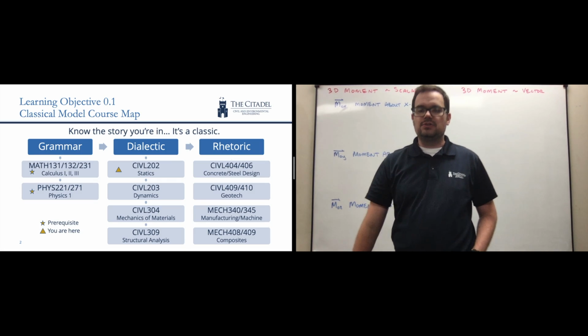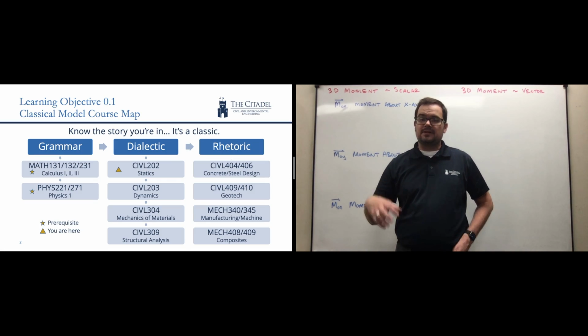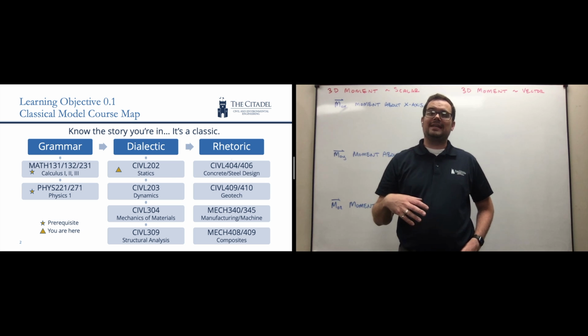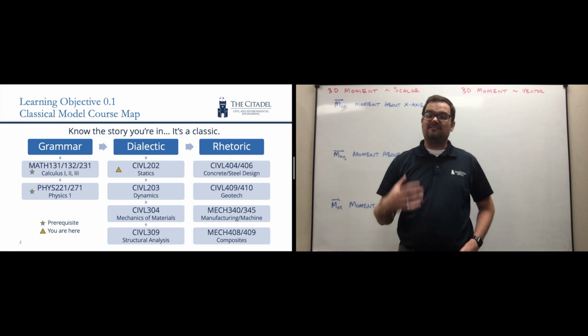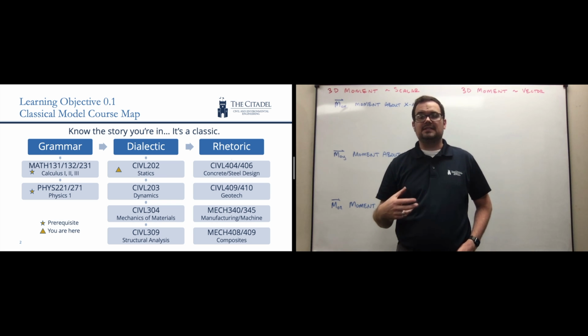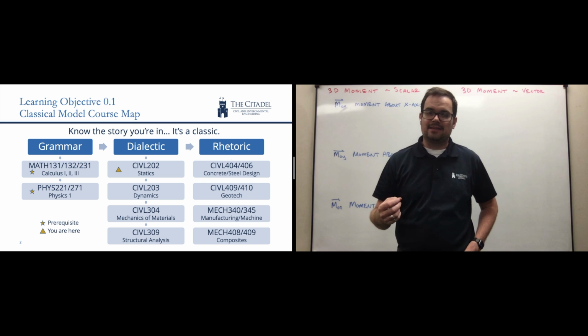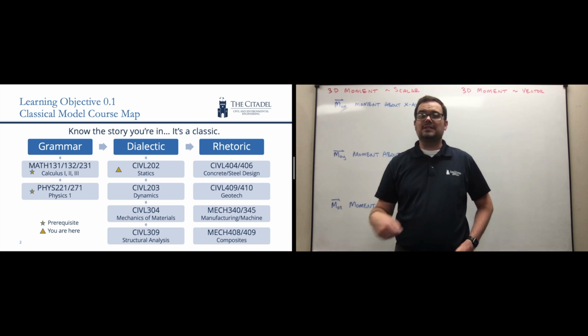Again, I want to remind you that statics is the first of our dialectic stage, so we're using these ideas of lever arms and rotation and moments that we learned about in physics. We're using cross products today that we've hopefully learned about in our math classes. And we're going to be using these concepts going forward, so it's worth mastering these concepts.